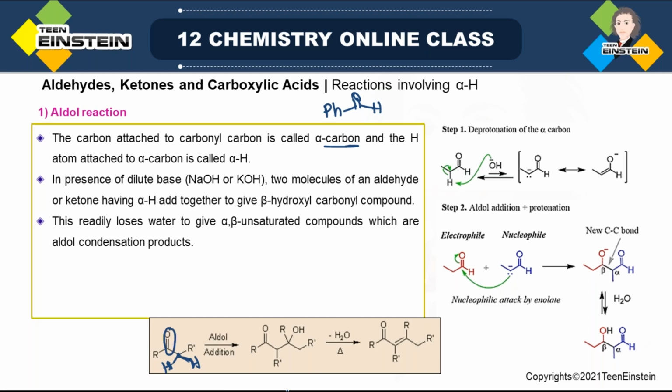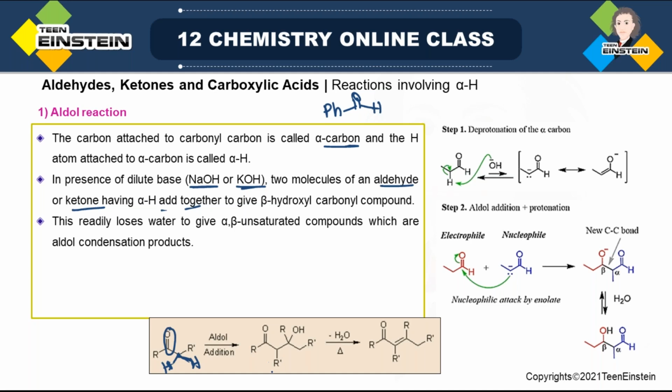So these hydrogens are acidic, and when you are using basic conditions, NaOH or KOH, the hydroxyl ion HO minus can capture these hydrogens, and there will be generation of a negative charge. So in the presence of a dilute base, NaOH or KOH, two molecules of an aldehyde or ketone having alpha hydrogen will add together. Ultimately, the final compound is a beta hydroxy carbonyl compound.